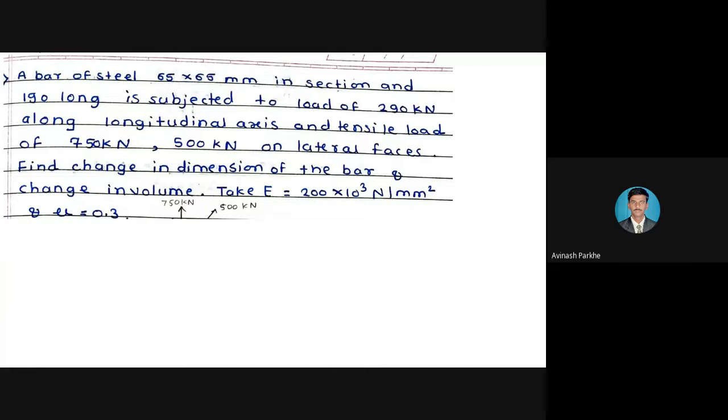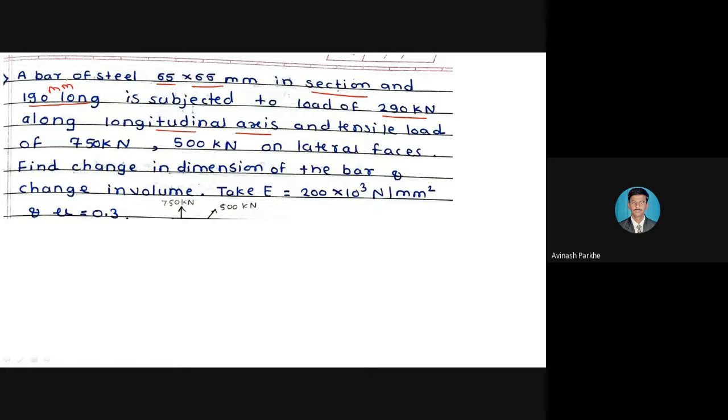So what is the problem? I will just read it here. A steel bar of 65 mm by 65 mm in section and 190 mm long is subjected to a load of 290 kilonewton along the longitudinal axis.